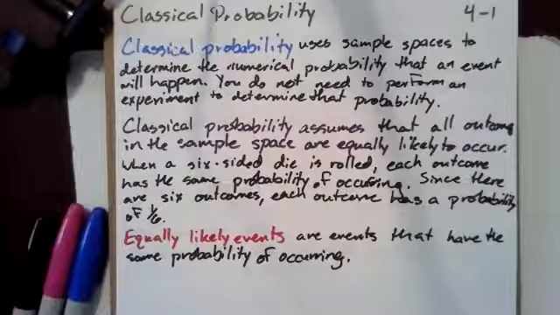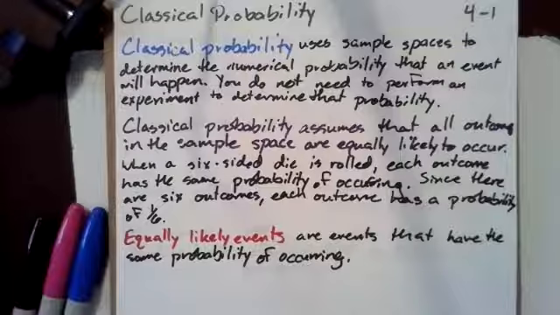In this video, we will discuss classical probability. Classical probability uses sample spaces to determine the numerical probability that an event will happen. You do not need to perform an experiment to determine that probability. Classical probability assumes that all outcomes in the sample space are equally likely to occur.